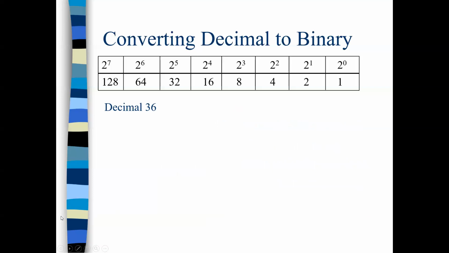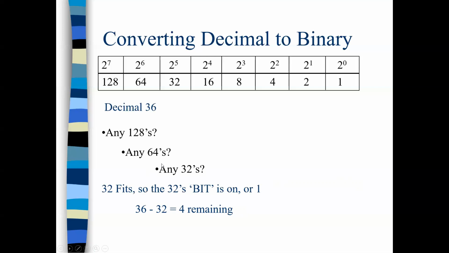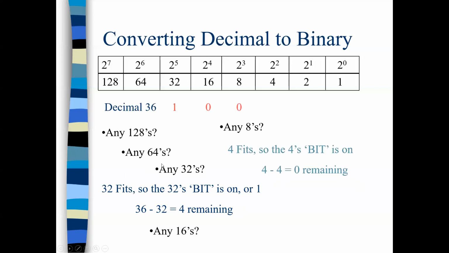What's the first bit I would turn on? 32. How much would that leave me left to convert? 4. So I'd fill in with zeros until I got to my 4-bit. And then that would leave me none. So I would fill in with zeros.